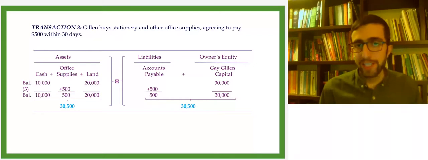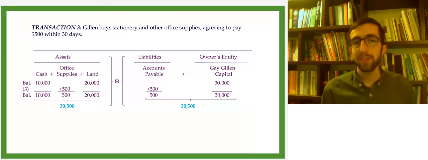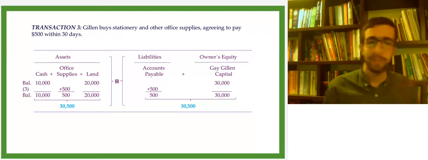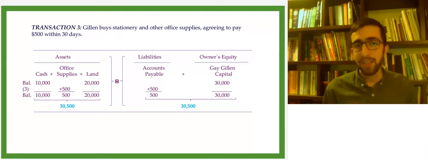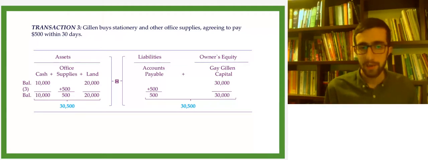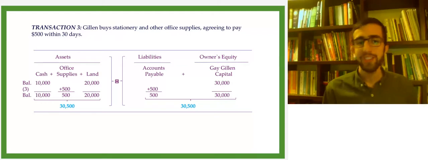In the third transaction, Gagelen purchased stationery and office supplies and agreed to pay $500 within 30 days. Here she purchased office supplies on account, so the office supplies account increased $500 on the left side. This account is a subset of assets, and accounts payable increased $500 on the right side. Accounts payable is a subset of liabilities because it means that Gagelen promised to pay $500 in the next 30 days. Also, we can see after this transaction, the balance on the right side and left side is equal, and it is $30,500.